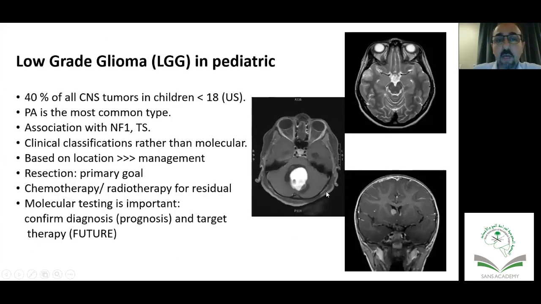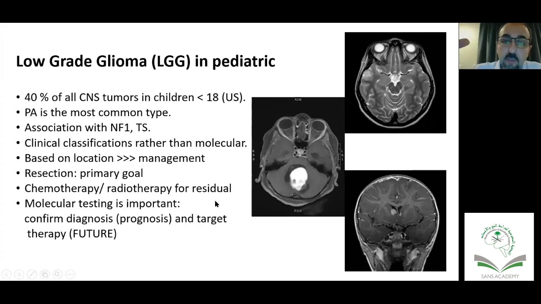Now, starting with low-grade glioma. Low-grade glioma in children is pilocytic, number 1. The IDH-mutant diffuse astrocytoma is rare in children. So pilocytic is number 1, and low-grade glioma, including pilocytic, is the most common brain tumor. It's 40% of all CNS tumors. This is American statistics: below 18, 40% in children are low-grade glioma. Pilocytic astrocytoma is the most common one. Remember the genetic diseases that come with low-grade glioma: NF1, mainly with optic glioma, and tuberous sclerosis, for example SEGA, subependymal giant cell astrocytoma. Some genetic syndromes come with low-grade glioma.